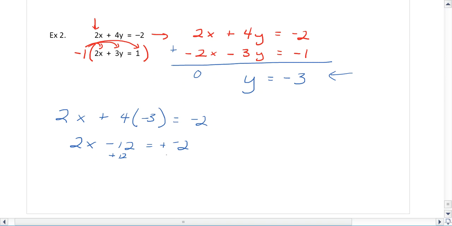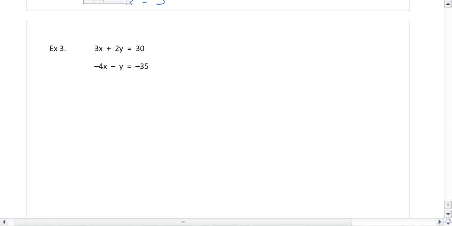I want to add a 12 to both sides. So I get 2x equals 10 and divide both sides by 2 to get x is 5. So my solutions are 5, -3. So as we go through these examples, the adjustments may be getting a little more challenging so we can learn how to make them.